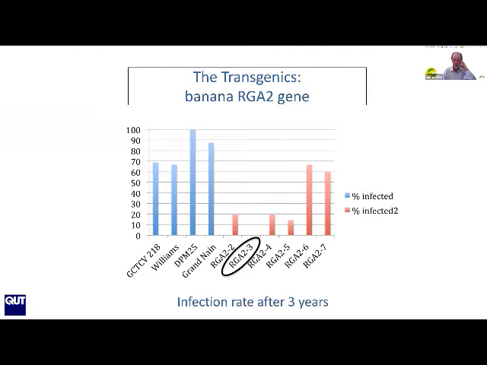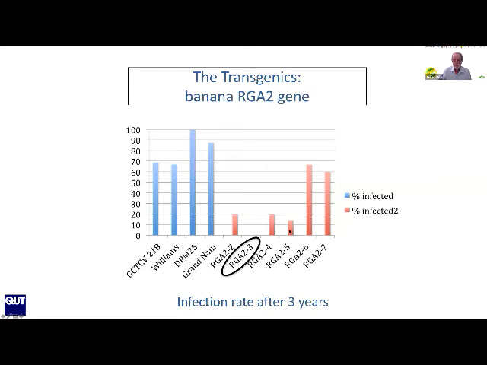So this is the result after 3 years. There's some important information here. These are the controls in blue. The most susceptible was this DPM25. After 3 years, 100% of the plants were infected. Around about 87% of the Grand Nain plants were infected. The interesting thing is that Williams appeared to be more tolerant. It was about 66% compared to Grand Nain. And 218 was around about the same level of susceptibility as Williams. There wasn't statistically any difference between them.